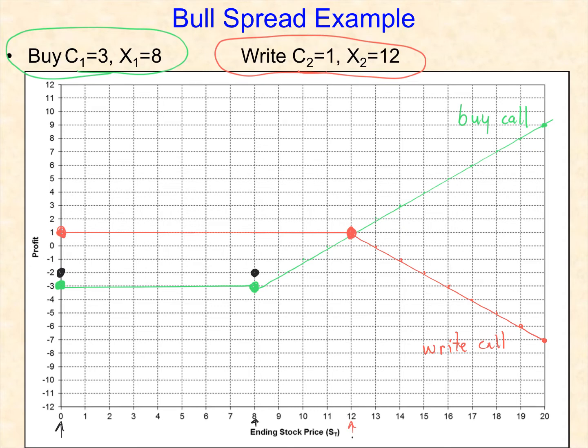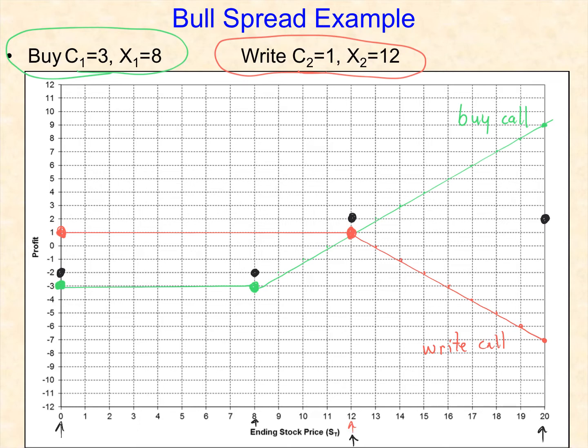Next, we'll come over to the $12, the second exercise price, and we'll add the two numbers together. When the stock price is 12, the red line is at 1, and the green line is also at 1. So 1 and 1 combine to 2. And finally, we'll look over here on the right-hand side. When the stock price is 20, on the green line, we have a positive profit of $9, and on the red line, we have a loss of $7. 9 minus 7 gives us 2. We can plot our last point.